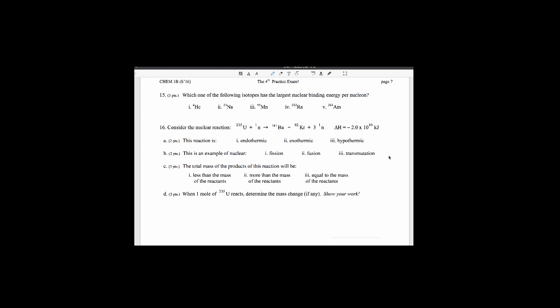15. Which of the following isotopes has the largest binding energy per nucleon? The highest binding energy per nucleon is iron-56. So manganese-55 is pretty darn close to that. That's the peak of that binding energy versus number of nucleons curve that looks like this. The peak is at iron-56. So manganese-55 is closest to iron-56, so we'd expect that to have the highest binding energy per nucleon.